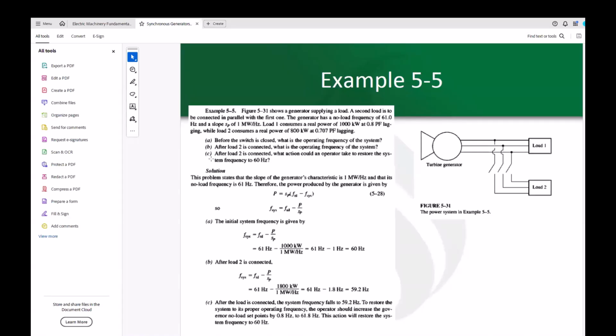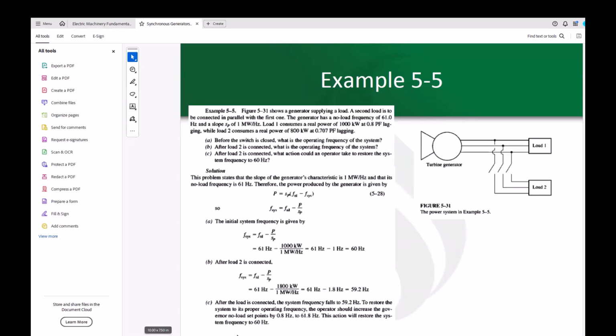Now, part C is asking, how can we correct this frequency to go back to 60 hertz? That will need to be done using the governor system. So to restore the system to its proper operating frequency, the operator should increase the governor no load set point by 0.8 hertz. So if you make the FNL 61.8 hertz instead of 61, then it can bring the system back to 60 hertz.